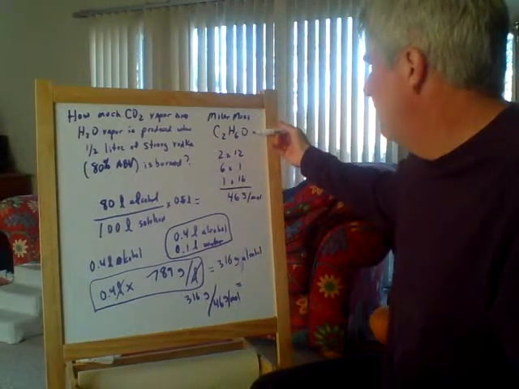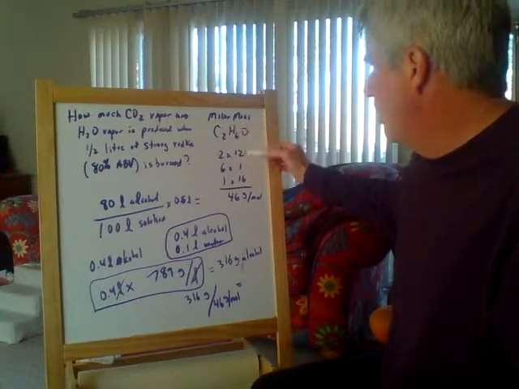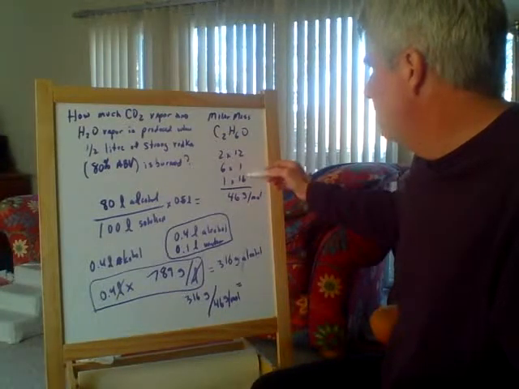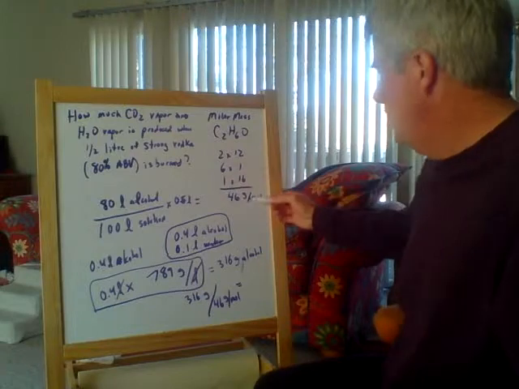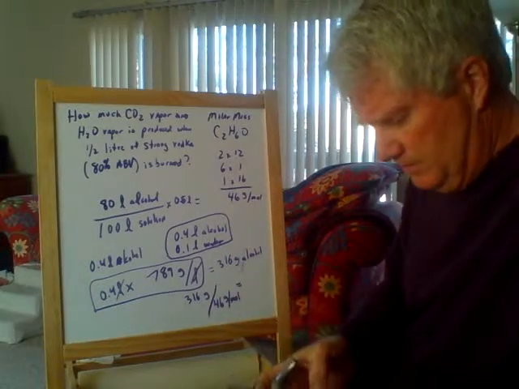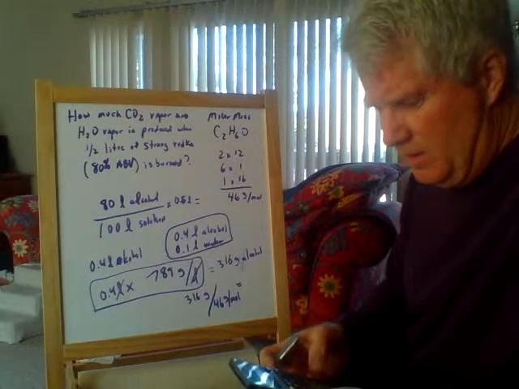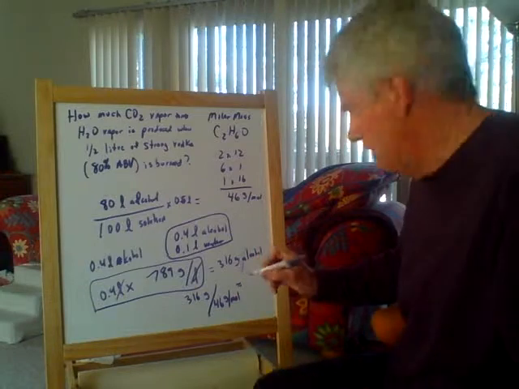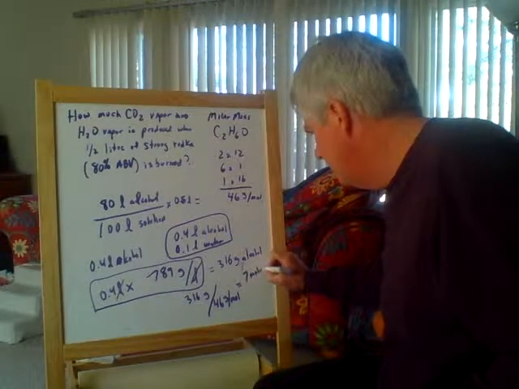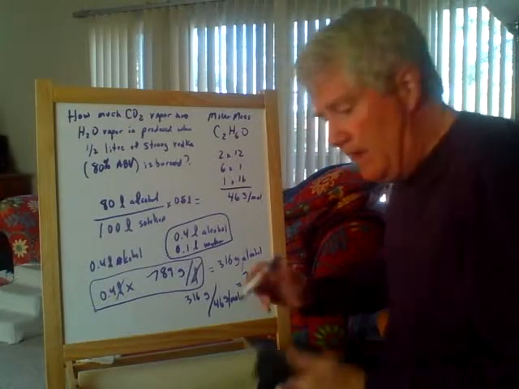The molar mass of ethanol is 2 times the molar mass of carbon, which is 12, 6 times the molar mass of hydrogen, which is 1, and 1 times the molar mass of oxygen, which is 16. Add it all up and you get 46. So if we divide it out, we end up with 6.9, I'm going to call it 7 moles of alcohol.